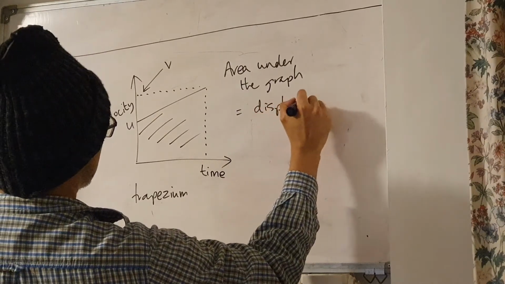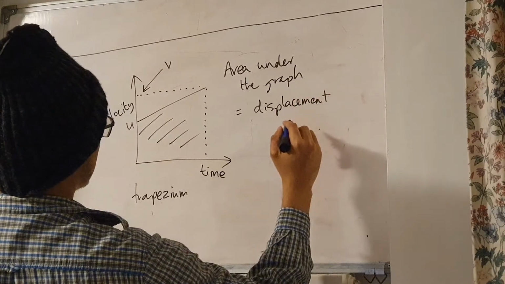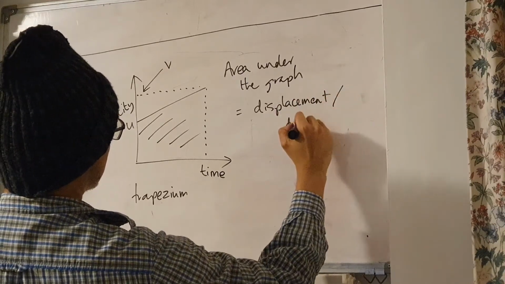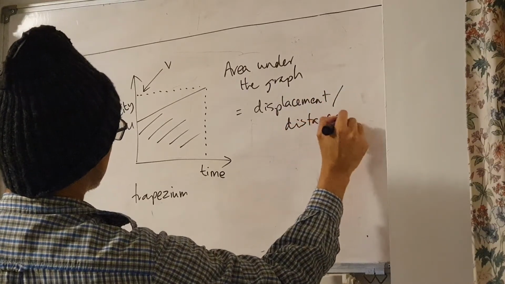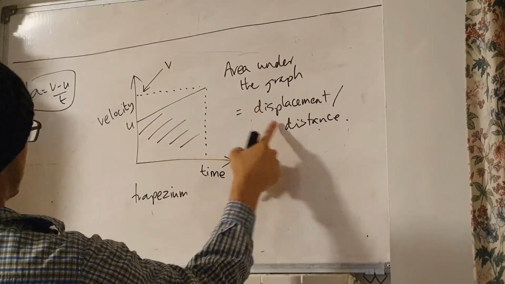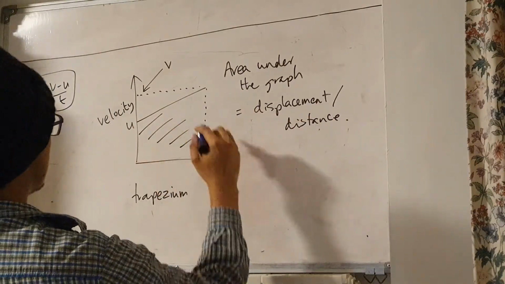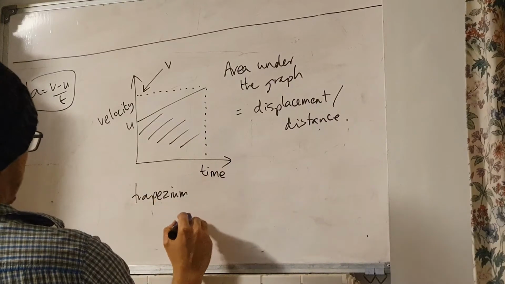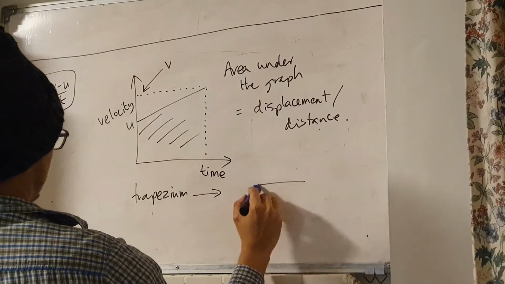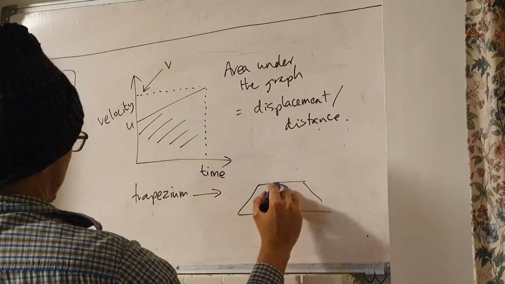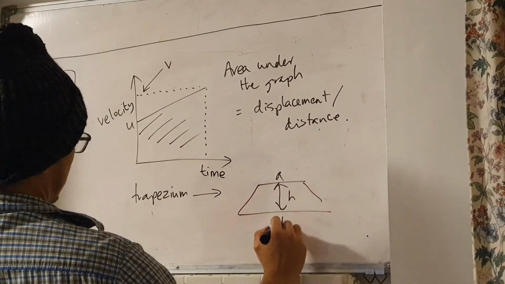Because what happens when you multiply speed with time? Speed is equal to distance divided by time, so distance is equal to speed times time. So the area will have the units of velocity times time, and that would be displacement or distance. For the moment, I'm just going to use them interchangeably. So displacement is a vector and distance is a scalar.